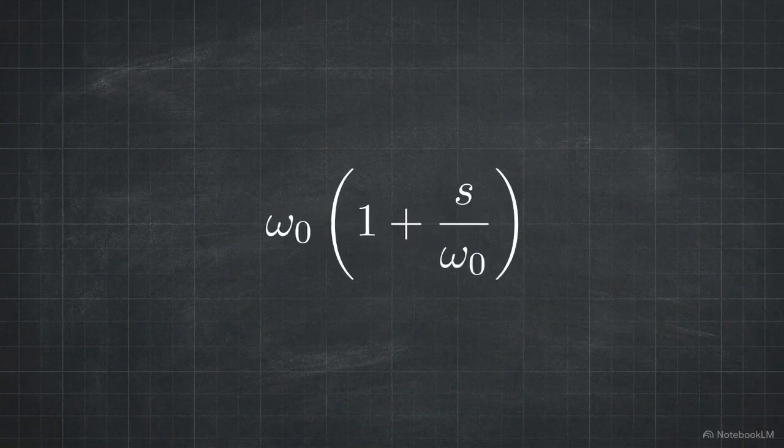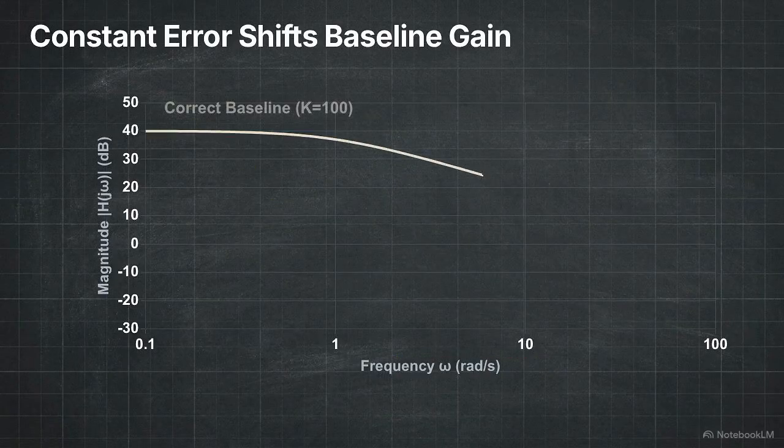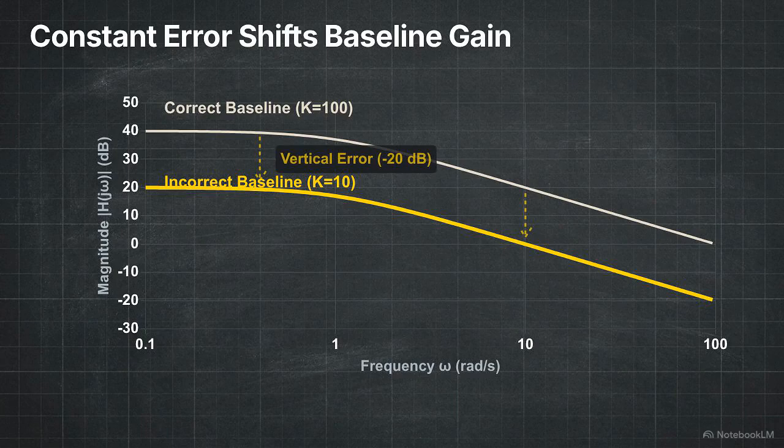Every pole and zero must be forced into the format of 1 plus s divided by omega 0. This standard form is a foundational requirement for accurate analysis. Failing to extract these constants results in an incorrect baseline DC gain, which shifts the entire plot vertically and masks the true behavior of the system.